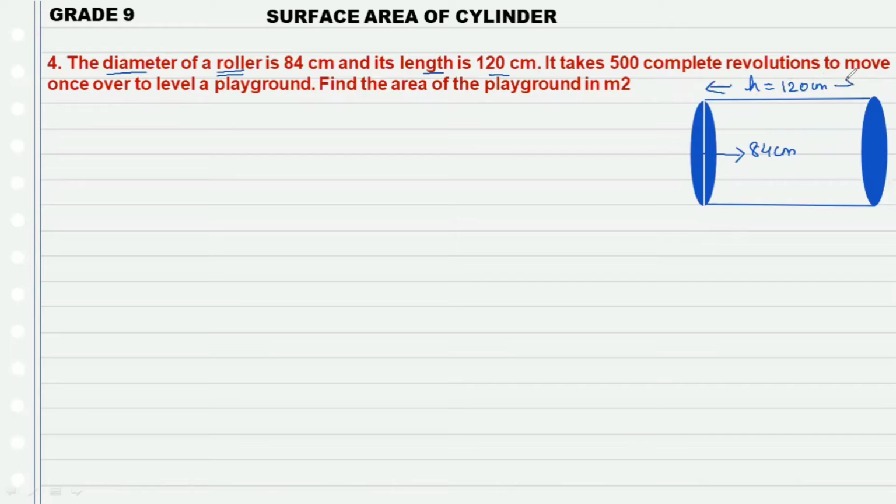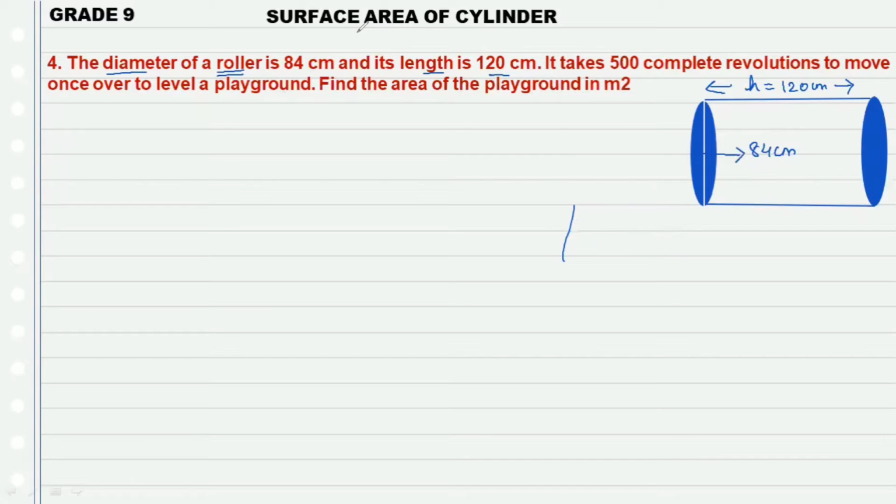Then it says that it takes 500 complete revolutions to move once over to level a playground. ओके ये 500 revolutions लेता है ये roller to complete leveling of a playground. So they have asked us to find the area of the playground. It takes 500 complete revolutions और 500 complete revolutions के बाद में वो एक particular playground को cover कर पाता है. Okay, so इस playground का area हमें find करना है. Are you all getting the question, students?